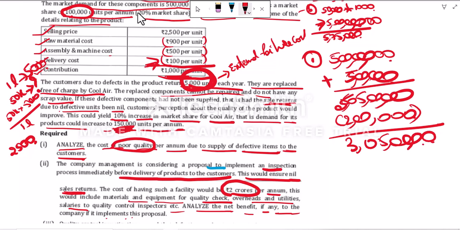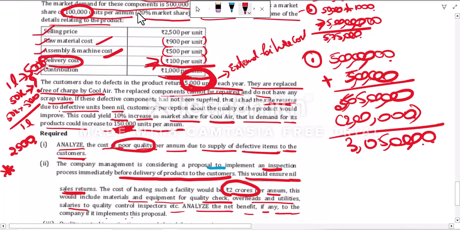They will be producing them. So for those defective products, how much extra cost will they be incurring? Raw material cost, assembly cost. They will not incur delivery cost now, because they will not deliver, because of the inspection. They will detect it prior to delivery to the customers, and they will save that cost. So extra cost, how much are they incurring? 900 plus 500 means 1,400. 2,500 into 1,400 means 35 lakhs.